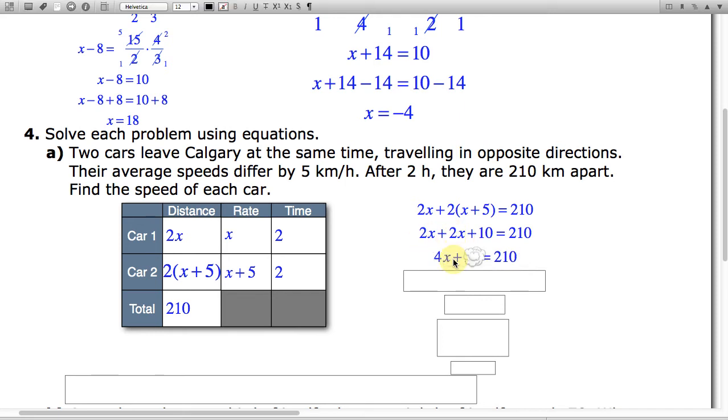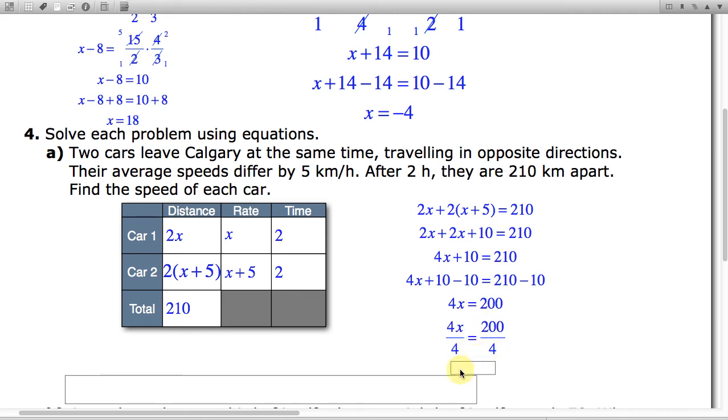The 2x plus 2x is 4x. Now we can move the 10 to the other side, so subtracting 10 from both sides, we get 4x equals 200. Now dividing both sides by 4, you get x equals 50. Or as cool kids say, 50.